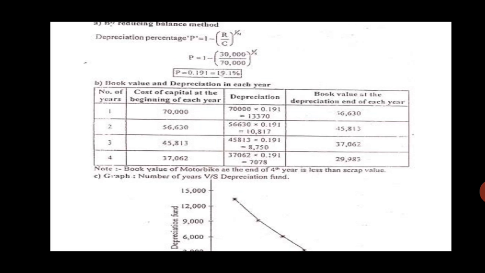The depreciation is 37,062 into 0.191, that is 7,078 rupees, and when you deduct this depreciation from the cost of capital, you get the book value as 29,983, that is about 30,000 rupees. That is the salvage value.